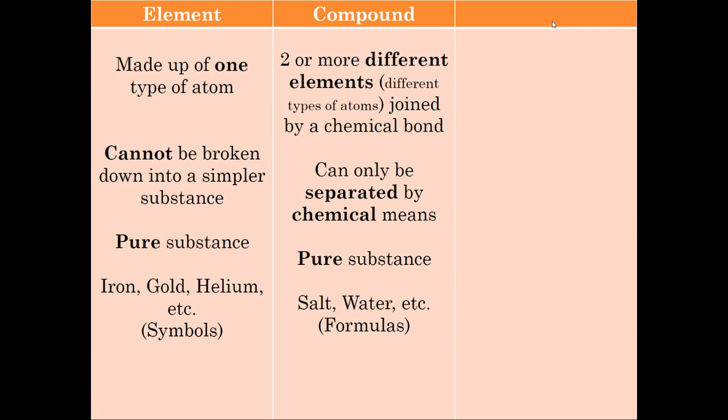A compound is 2 or more different elements, different types of atoms, joined by a chemical bond. It can only be separated by chemical means. This is also a pure substance, and examples are salt, water, etc. Okay, so any type of chemical formulas are going to be compounds.